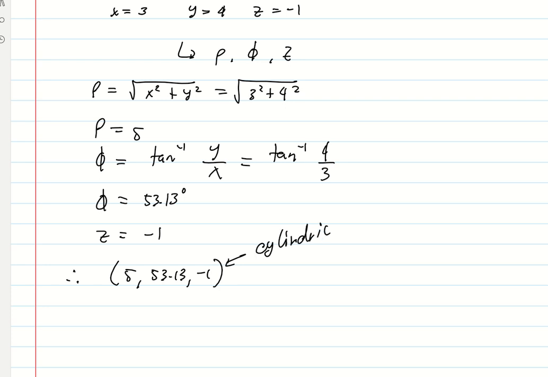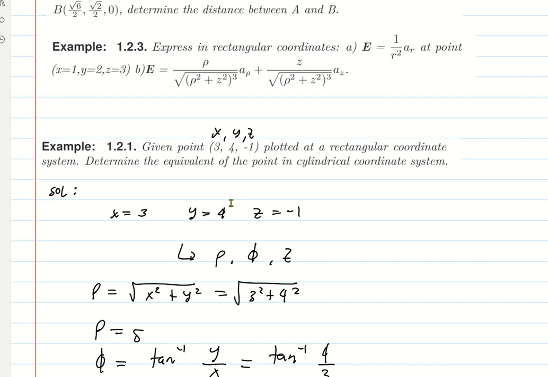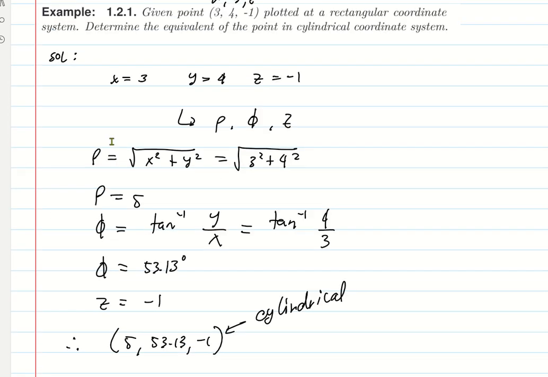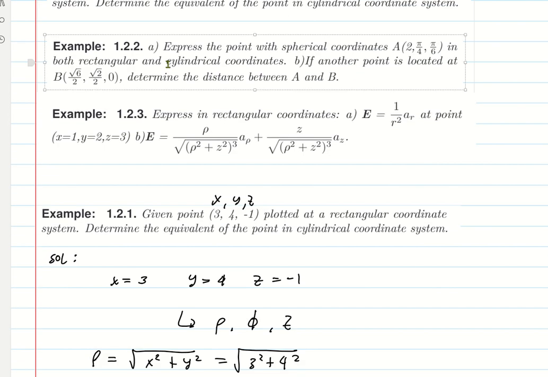So this is now in cylindrical. It's the same point. Remember what we discussed before: we are not changing the position of the point, we are just changing the coordinate system around that point. So it's the same point as (3, 4, -1). So that's number one. Next, number two.